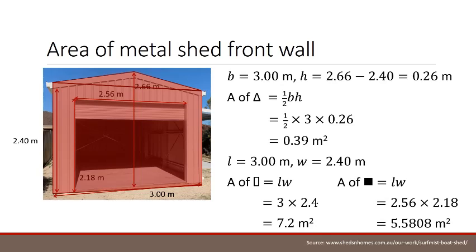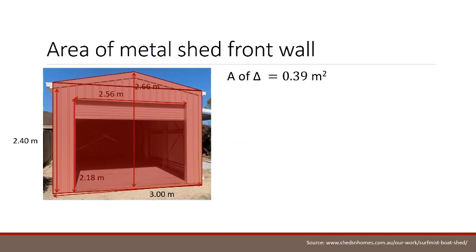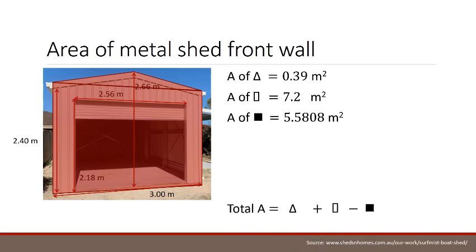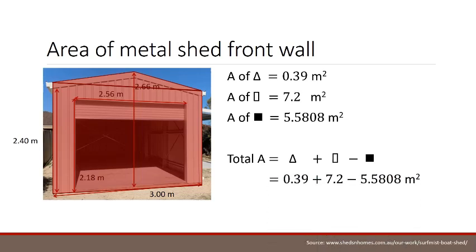So what do we do with those three areas that we found? Well, here they are. The 0.39 metres squared, 7.2 metres squared, and the 5.5808 metres squared. Well, we want to add the two shapes and take away the opening. So it's 0.39 plus 7.2 minus 5.5808, which is 2.0092 metres squared.